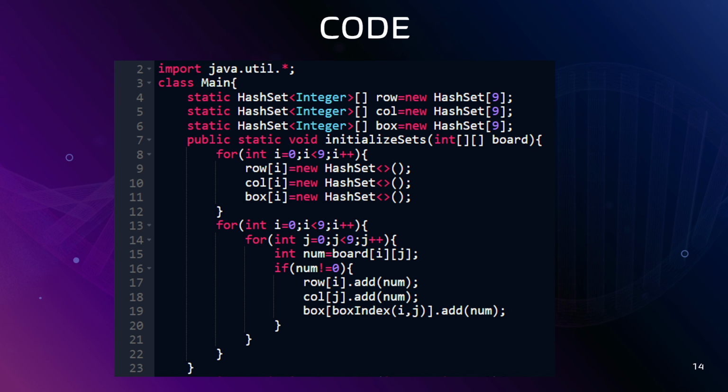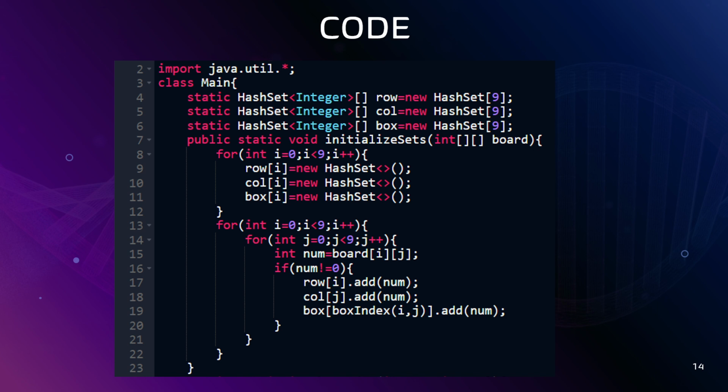That is, using the 2 for loops, I am finding the value of a particular cell and assigning it to the integer num. If num is not equal to 0, it means that it is a non-empty value or a pre-filled value, and I will be adding it to the corresponding hash set. Here i indicates the row and j indicates the column. I will be adding it to the corresponding row and column hash sets, and my third step is to add it to the corresponding 3 cross 3 subgrid's hash set.